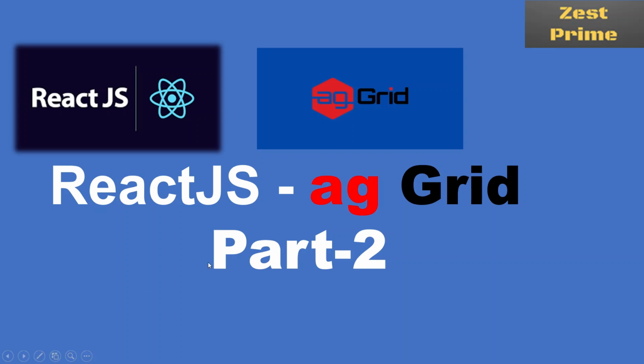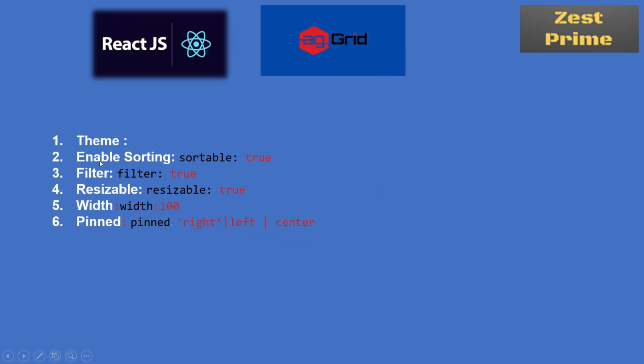As part of this video, we are going to discuss some more additional parameters which we are going to see and use in the header parameters, like sorting. These are the things we are going to discuss: a theme, like how we are going to change the AgGrid color, how to enable sorting of the headers and perform filtering on headers based on the data, resizing the headers and width controlling, and also how to pin the columns left, right and center. These are some of the additional parameters we are going to see in this video.